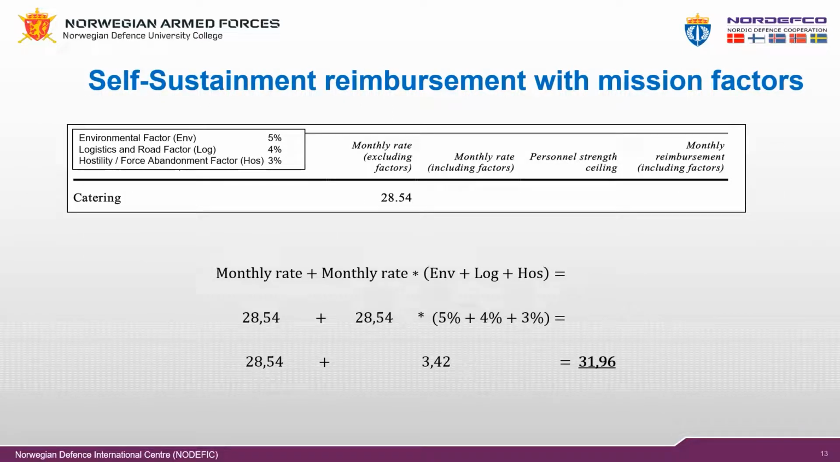Calculating the mission factors into the self-sustainment reimbursement rates is much easier. The self-sustainment rate including factors is as follows: the monthly rate plus the monthly rate multiplied with the sum of the environmental factor, the logistics and road factor, and the hostile action or forced abandonment factor. The slide shows the calculations in detail using the self-sustainment category catering and some exercise-only factors.